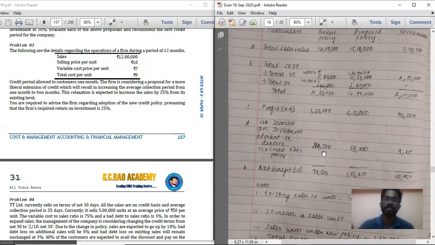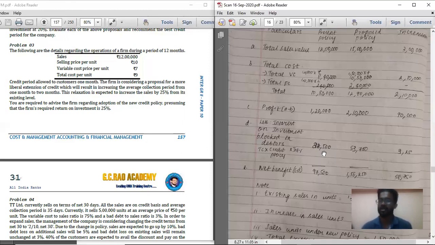So below that, leave one line gap, record small e, that is net benefit. In particular column, record net benefit within bracket small c minus small d. That is 1,20,000 is the profit minus 22,500, interest on investment blocked in debtors. So 97,500 is the net benefit.